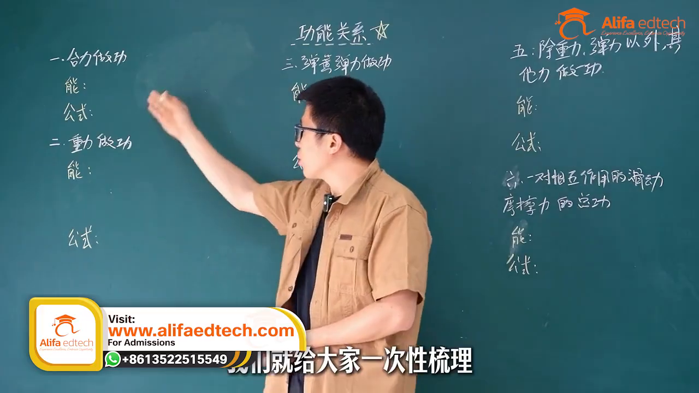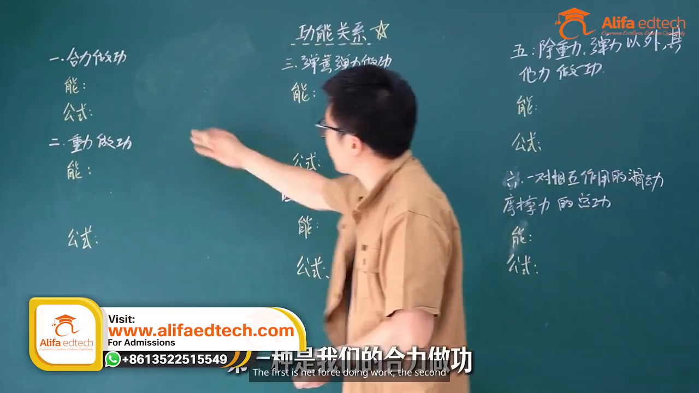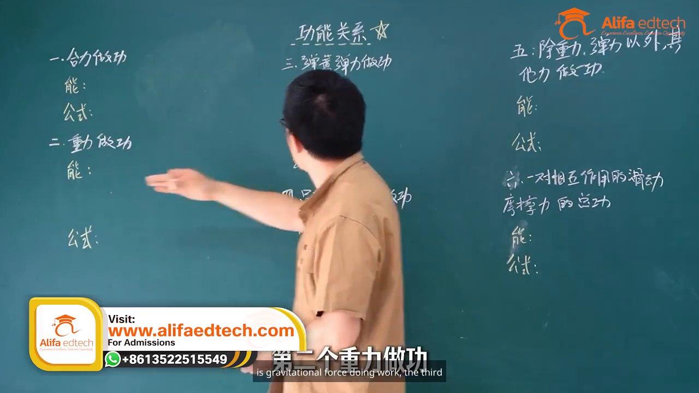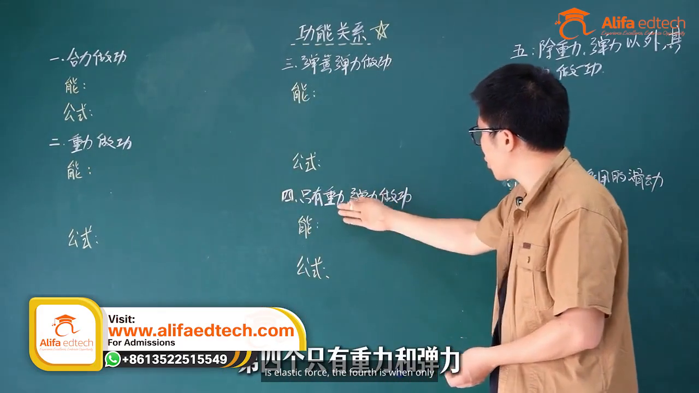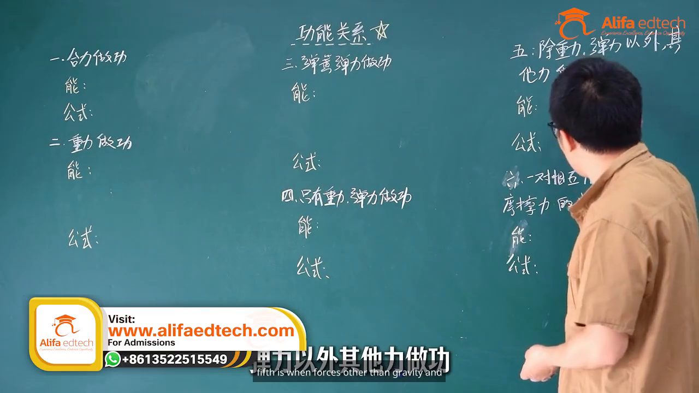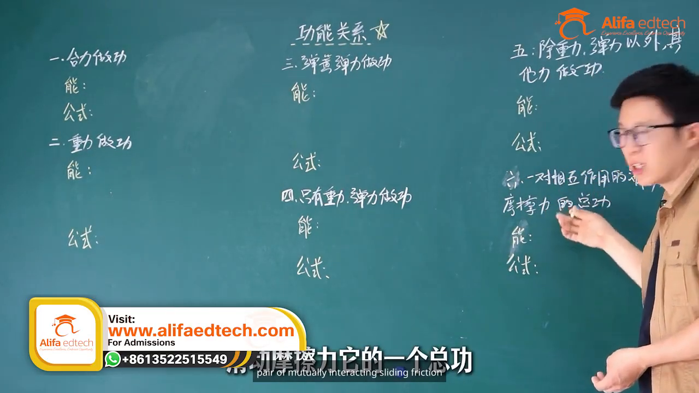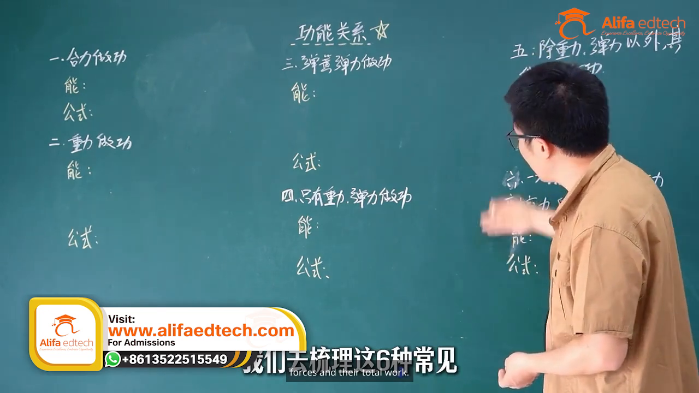In this lesson, let's go through them all at once. The 6 common types of work-energy relationships. The first is net force doing work. The second is gravitational force doing work. The third is elastic force. The fourth is when only gravity and elastic force are involved. The fifth is when forces other than gravity and elastic force do work. And the last one is a pair of mutually interacting sliding friction forces and their total work.